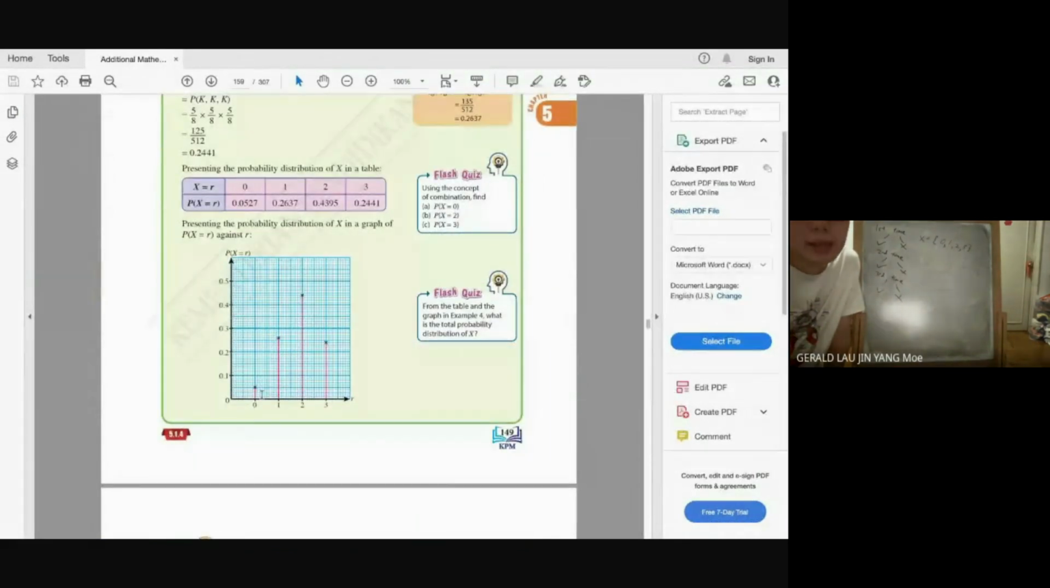Then from here, you have to represent it in a graph. So this is the shape. When X equals 0, when I get 0 times K, I don't get it at all, my probability is 0.0527, which is somewhere here. When I get K 1 time, the probability is here. When I get K 2 times, the probability is this one. When I get K 3 times, the probability is here.